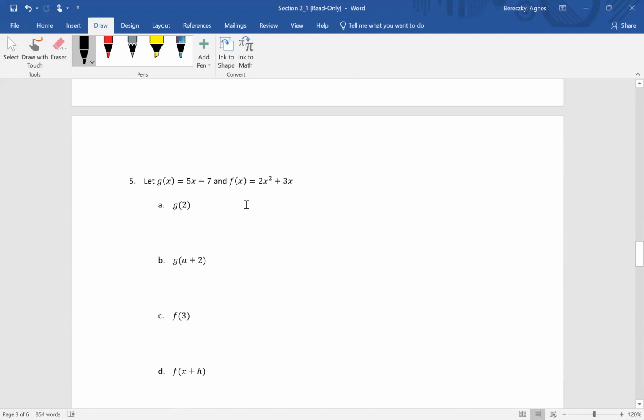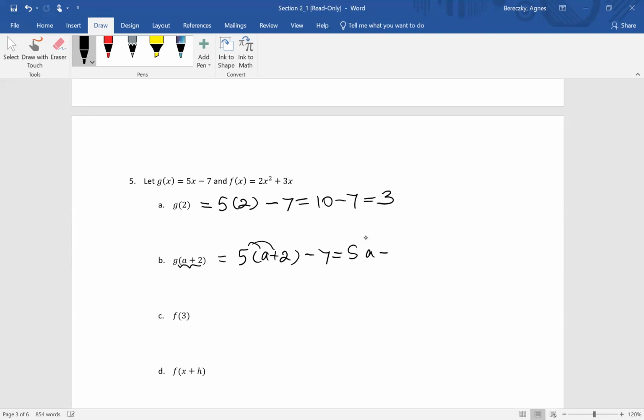Let g of x equals 5x minus 7 and f of x equals 2x squared plus 3x. We will be finding certain expressions. g of 2 represents plugging 2 for x in function g. So 5 times 2 minus 7 equals 10 minus 7 equals 3. g of a plus 2 means we will be plugging in a plus 2 in place of x in function g. And we simplify: 5a plus 10 minus 7 equals 5a plus 3.